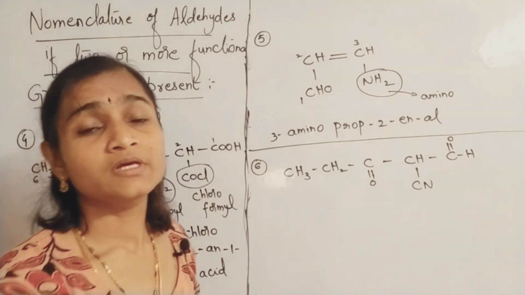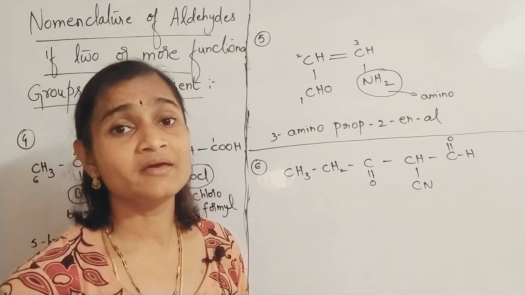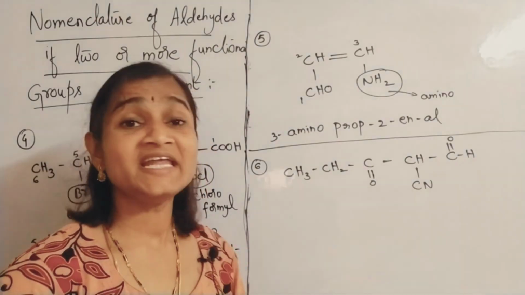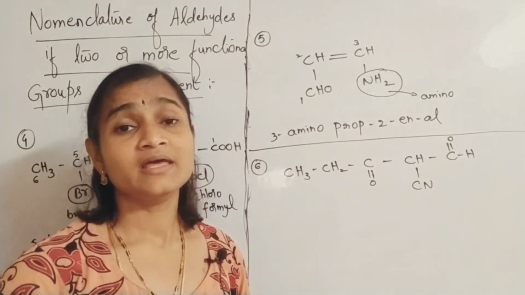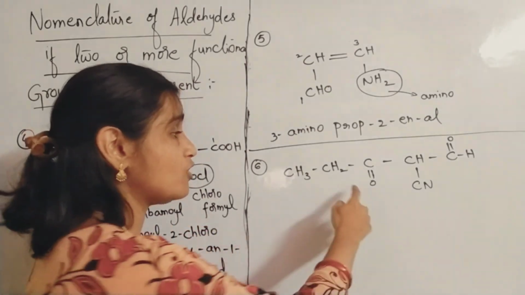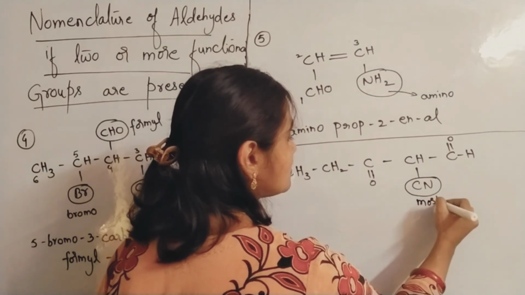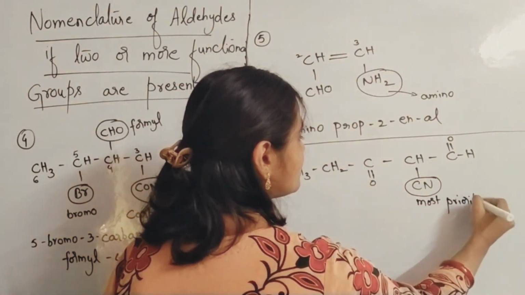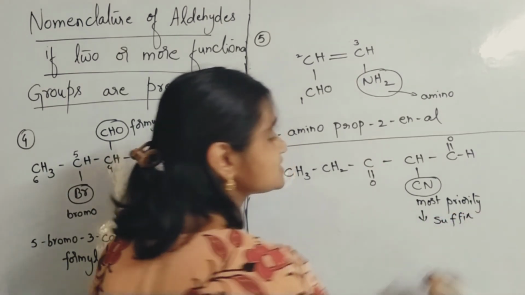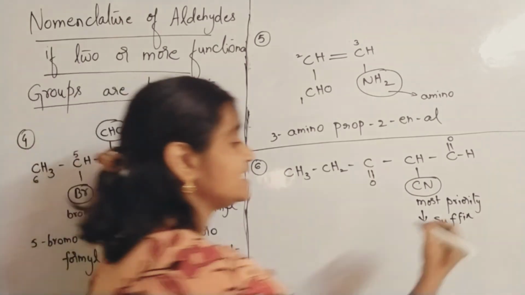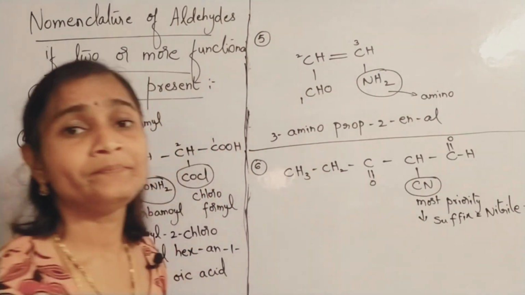Now check. Ketone is having less priority than aldehyde, so for ketone you will be giving a prefix. But cyanide is having more priority than aldehyde, so cyanide is the most priority functional group among all these 3. So you will be giving what? Suffix. What will be the suffix for cyanides? Suffix for cyanides is nitrile. Very good.